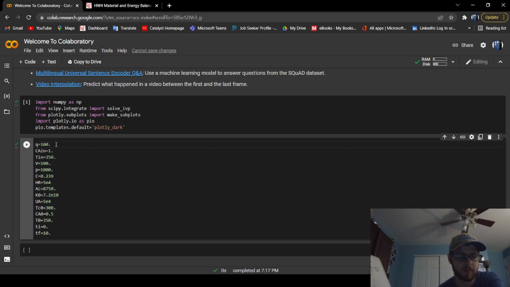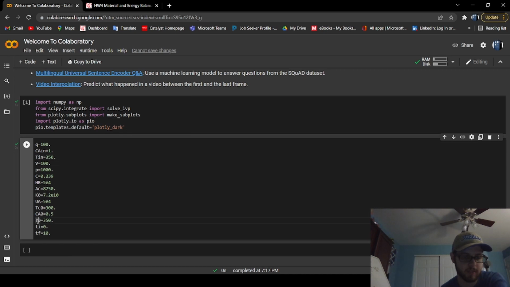So this is in liters per minute right here. This is the rate of flow in. This is the concentration in. Or this is actually the rate of flow in general, because it's the same throughout. And then this is 1 mole per liter here. This next one is in Kelvin. All these temperatures are going to be in Kelvin. This is time, so this is in minutes. I'm just going to start here.